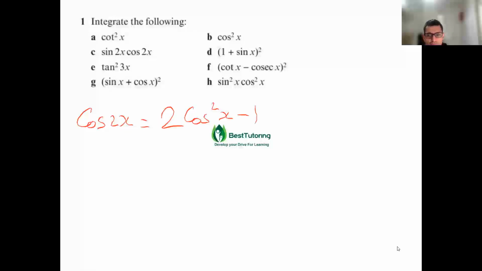I'm going to send this message to everyone. So please make a note for this one. So we have to use the cos 2x formula. Thank you, Sonali. Good answer.